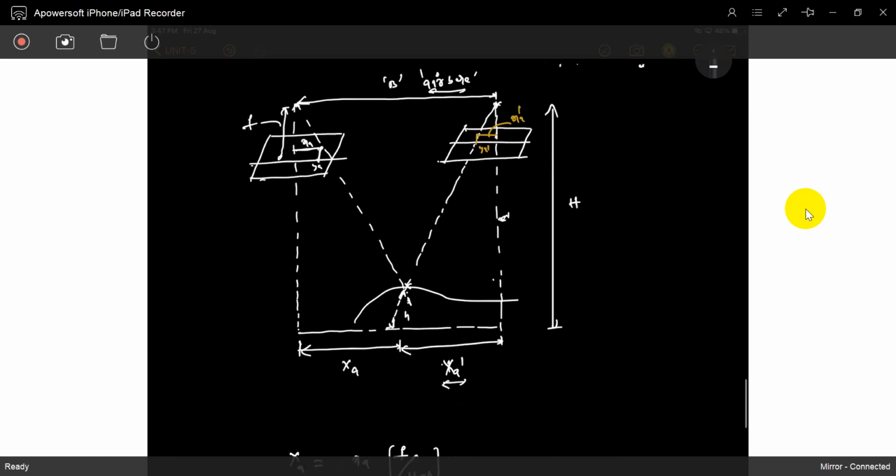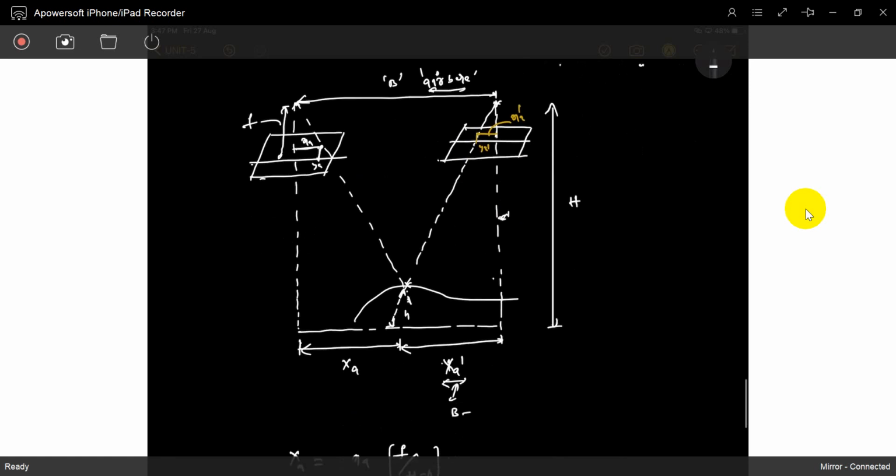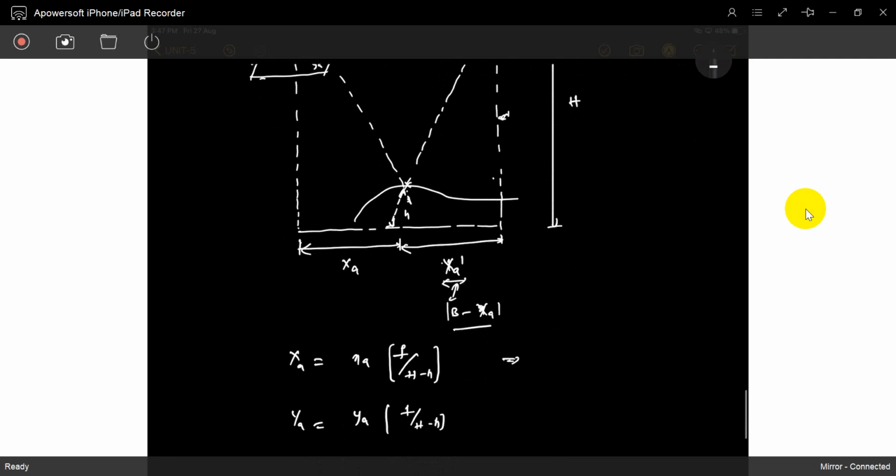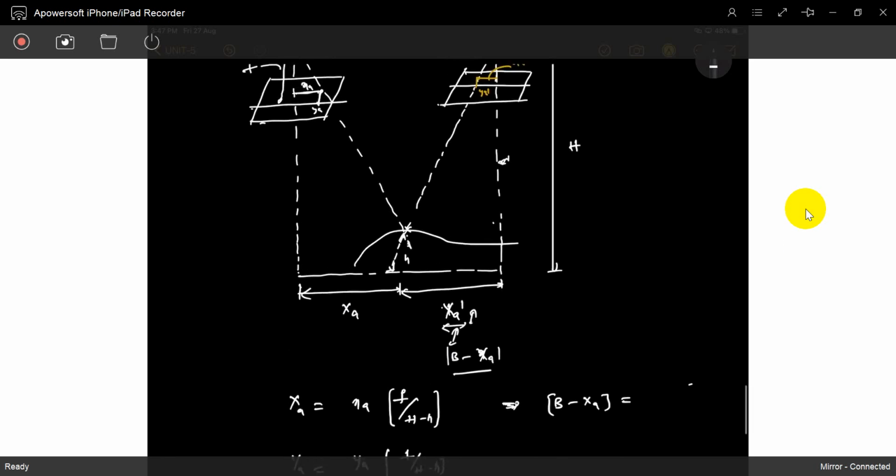That is air base. So now you can see this xa, you can write it as b minus xa. Can you write it? B minus xa. Now observe it, same distance. B minus xa is equal to f by H minus h, same thing. This is now minus xa.